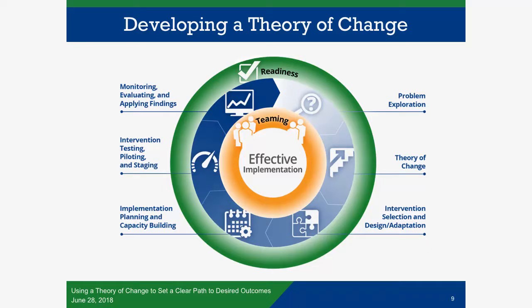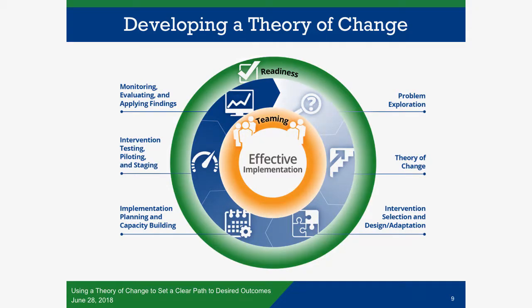Developing a theory of change diagram shows a ring of circles. The green outer circle is labeled readiness. The blue inner circle has 6 lines extending from the outer edge. There are 3 lines on each side of the circle. All contain text that reads, from the left side to the right side, monitoring, evaluating, and applying findings, intervention testing, piloting, and staging, and implementation planning and capacity building. Then, problem exploration, theory of change, and intervention selection and design/adaptation.